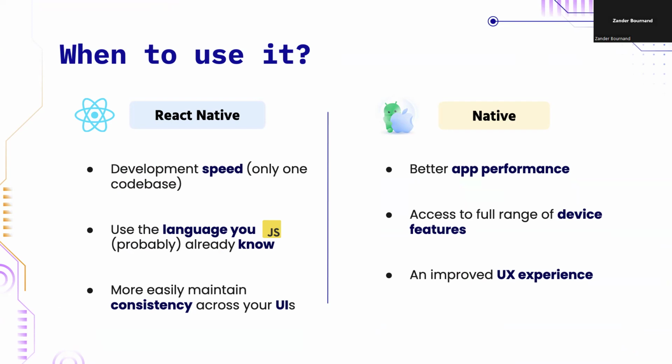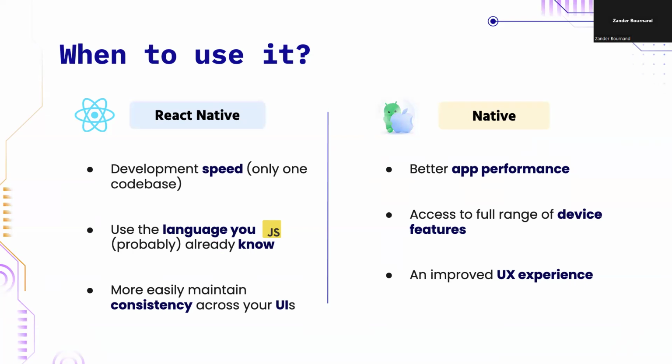Next, you're using the language you probably already know, JavaScript. So that makes it very easy to transition from a web dev flow to a mobile app flow. It's also easier to maintain your UIs across both because again, you have one code base, right? So it makes it very easy to make sure that what you see on iOS is very similar to what you see on Android. And that is a bit harder with native.